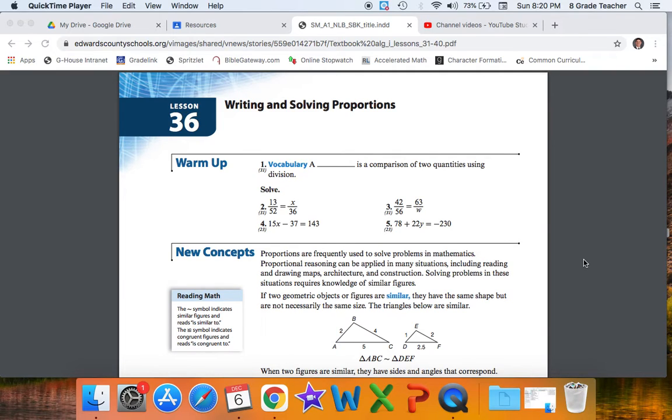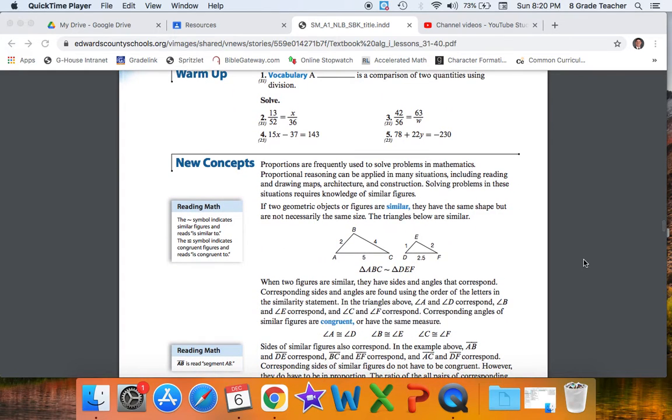Lesson 36, Writing and Solving Proportions. Jump into our new concepts today. Proportions are frequently used to solve problems in mathematics.